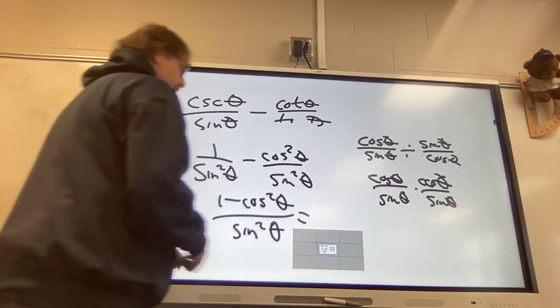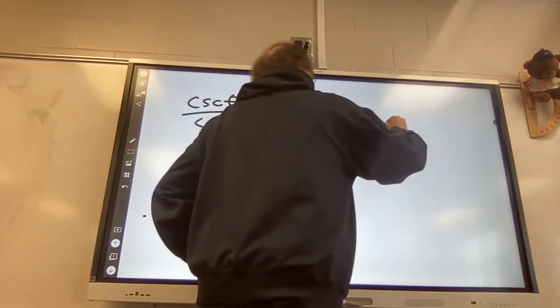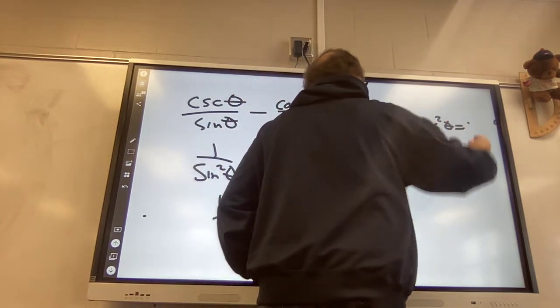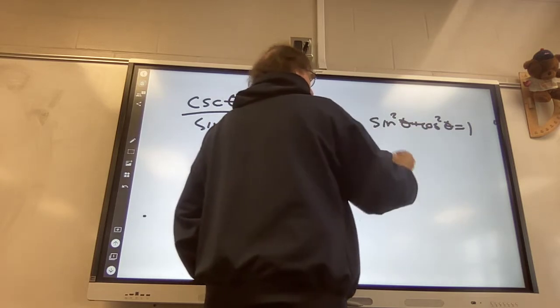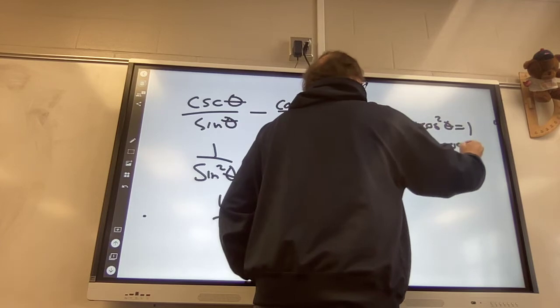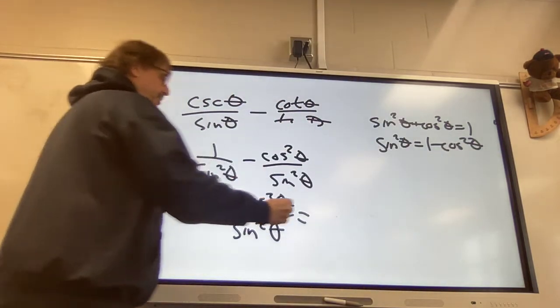This is one to remember. In fact, I think you've written this on your sheet. We all have learned sine squared theta plus cosine squared theta equals 1. And then we showed a few other ones. Take away cosine squared from both sides. 1 minus cosine squared theta is the same as sine squared theta.